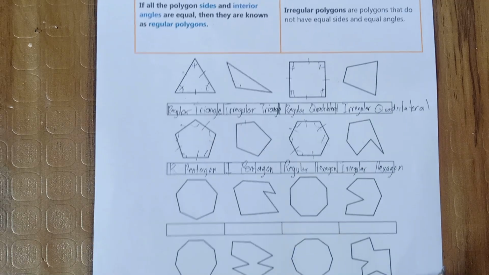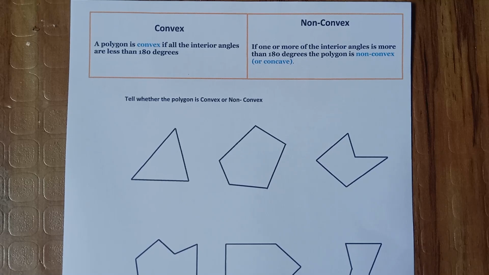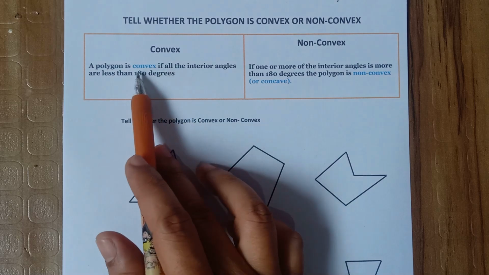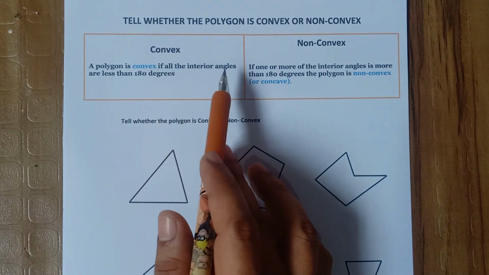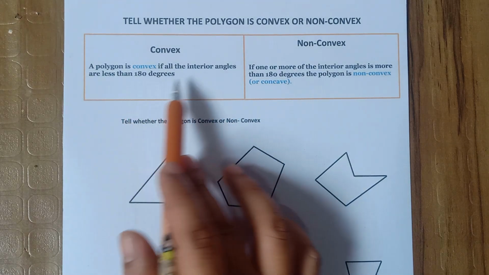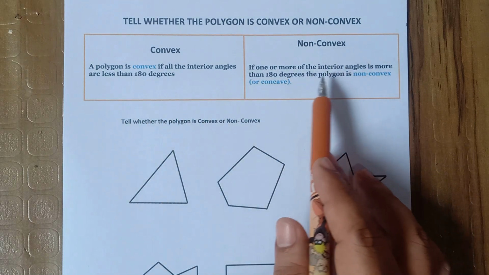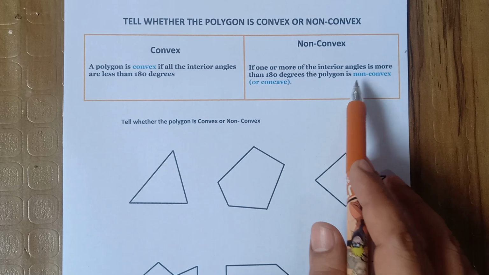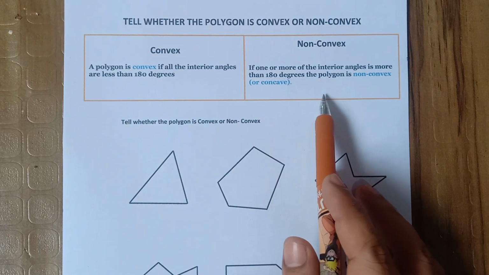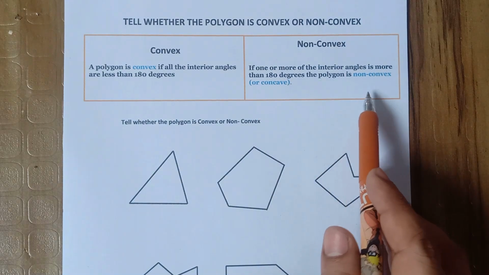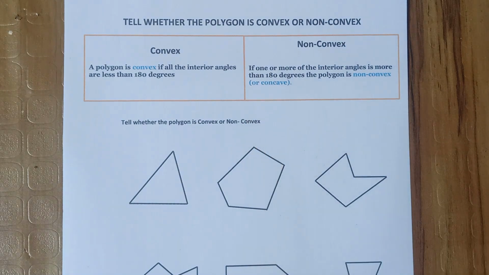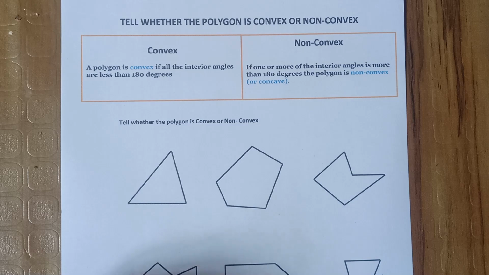So feel free to answer this one, class. Now let's proceed to convex and non-convex. Now for convex, a polygon is convex if all interior angles are less than 180 degrees. For non-convex, if one or more interior angles is more than 180 degrees, the polygon is non-convex or concave. So let me just explain that one, class, with regards to less than 180 degrees.